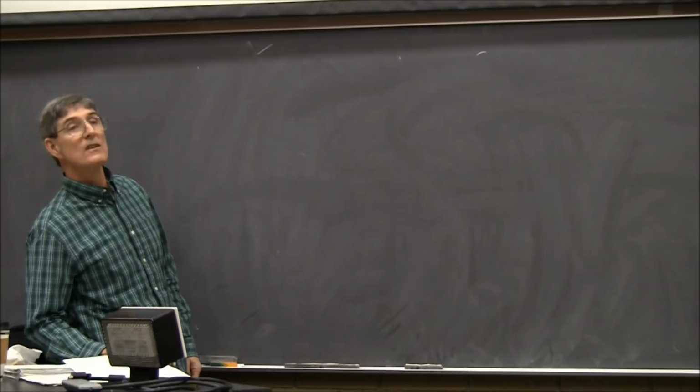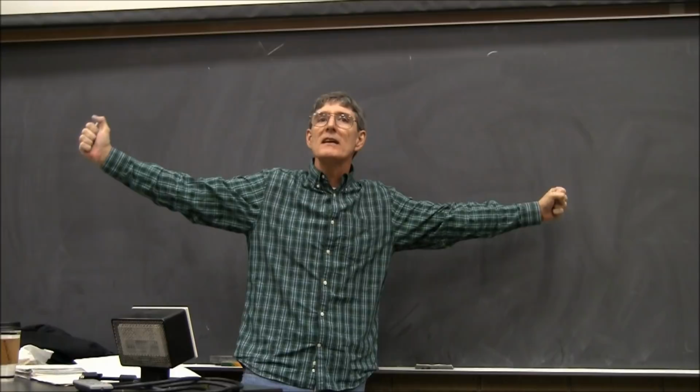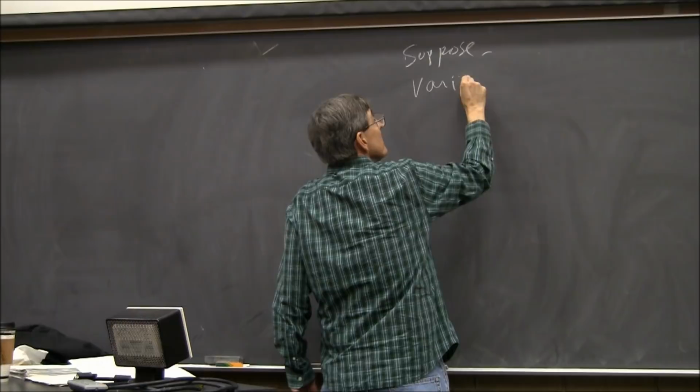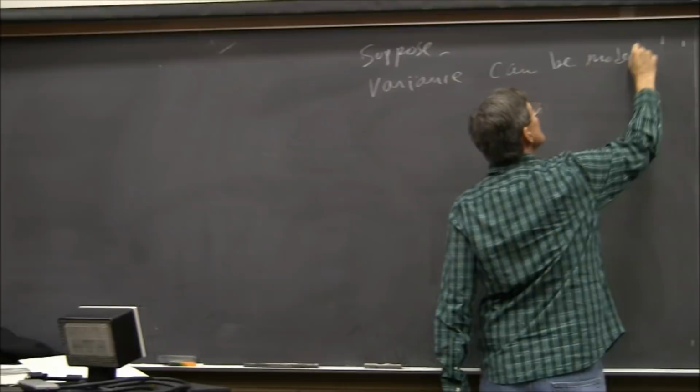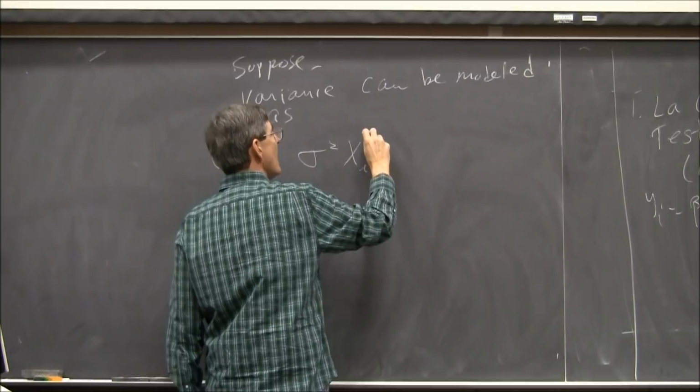So let me give you the simplest possible way to do this. I'm going to take the problem of estimating n variances and reduce it to the problem of estimating just one. Suppose, and it may or may not follow this process, that the variance can be modeled as sigma i squared equals sigma squared times xi squared.